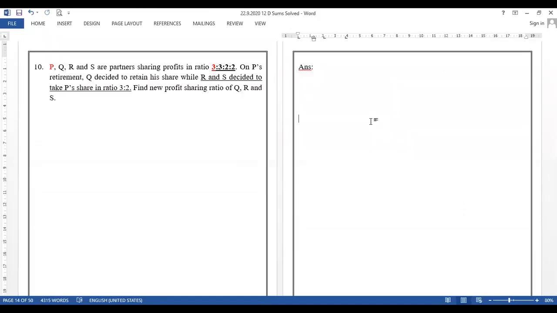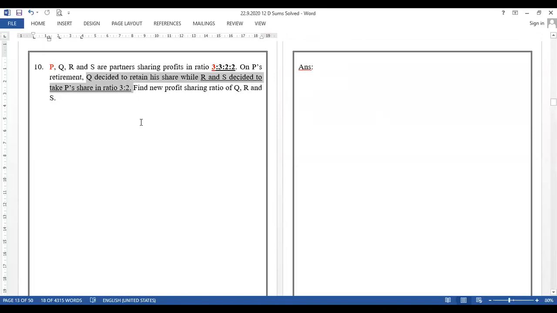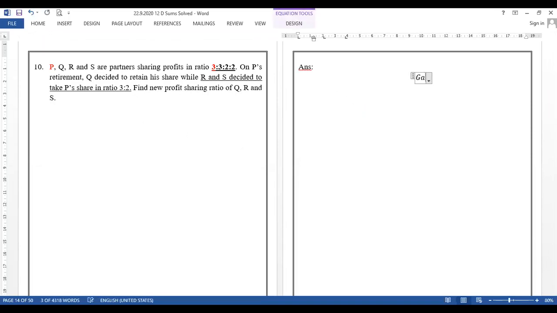Next sum now. P, Q, R, S are partners sharing profits in the ratio of 3:3:2. On P's retirement, Q decided to retain his share, while R and S decided to take P's share in the ratio of 3:2. Find the new profit sharing ratio of Q, R and S. So let me write the gaining ratio of R and S, that is 3:2. Let us find the gain by R.